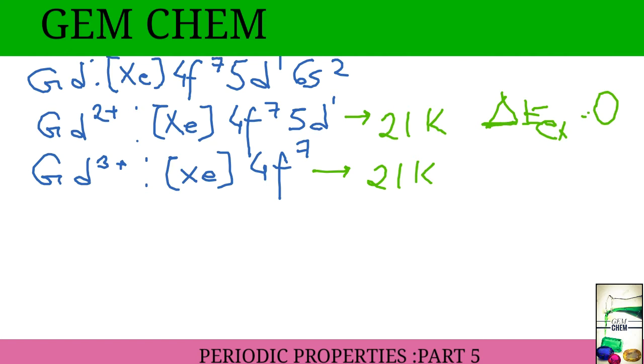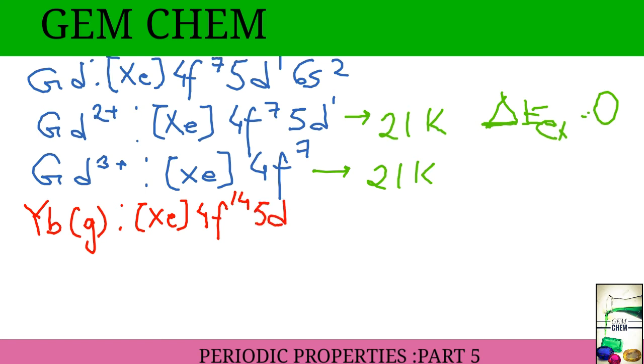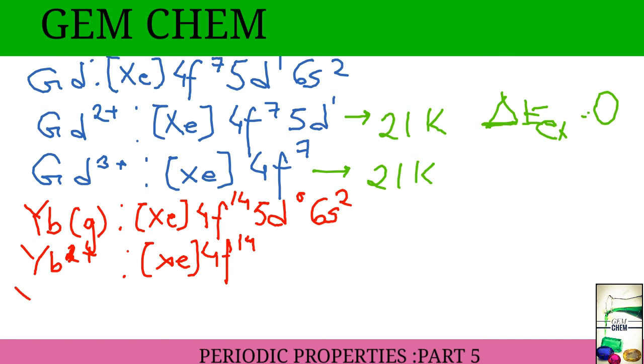Now for ytterbium, Yb, it is xenon 4f14 5d0 6s2. For Yb2+, it is xenon 4f14, and Yb3+ is xenon 4f13. So there is a loss of electron from a stable electronic configuration, that is f14.